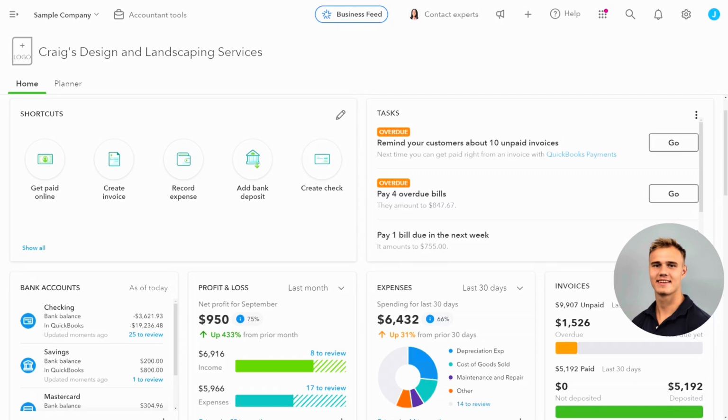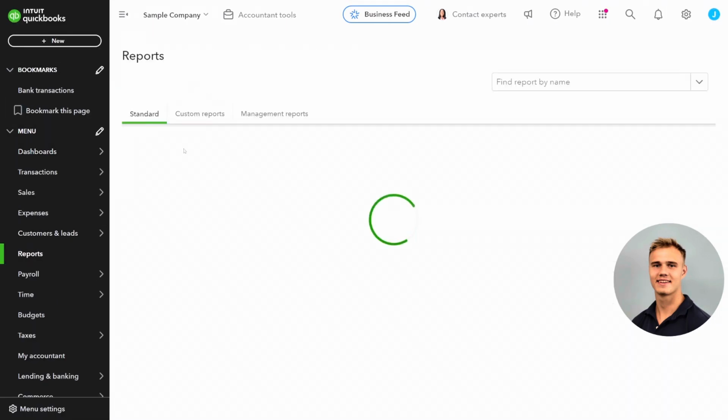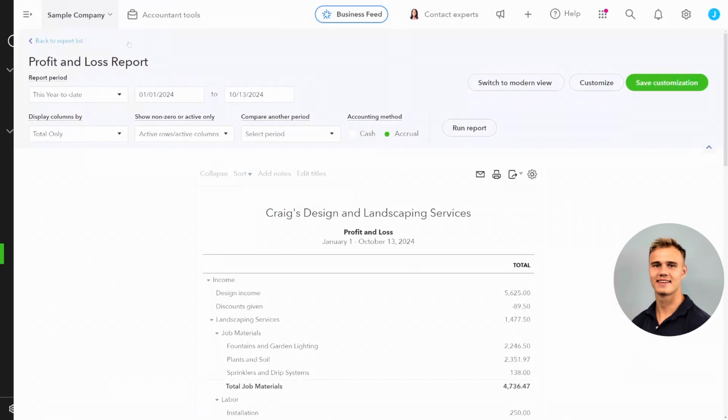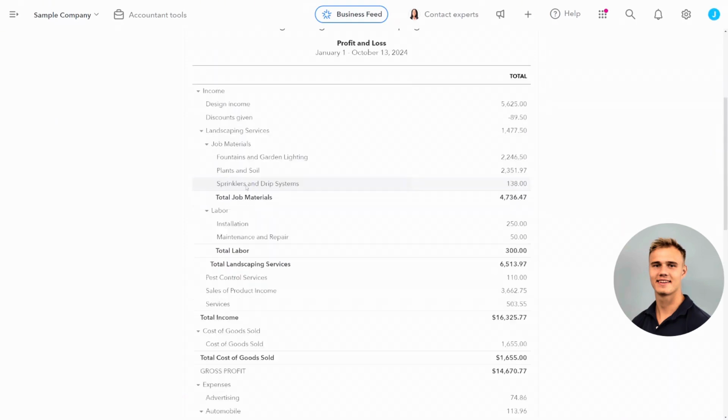Once you log into QuickBooks Online, we're in the sample company, Craig's Design and Landscaping. Let's come up here to this top left-hand side and click on Reports. Now, before we go to the statement of cash flows, I just want to look at the profit and loss. If we scroll down, we can see that Craig actually had a net income of about $3,500 for his first year. Not too shabby. Obviously, with some good accounting and bookkeeping help, he'd be able to make the right business decisions to guide him into the right place, make some more money further down the line.